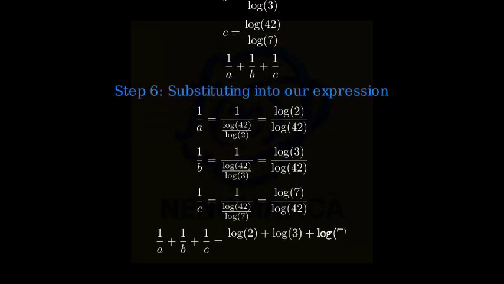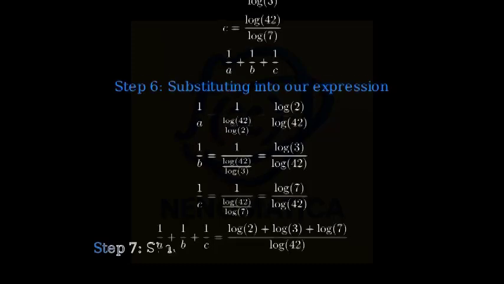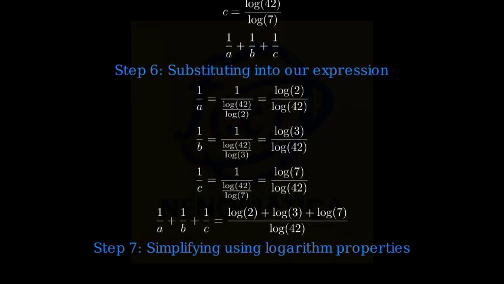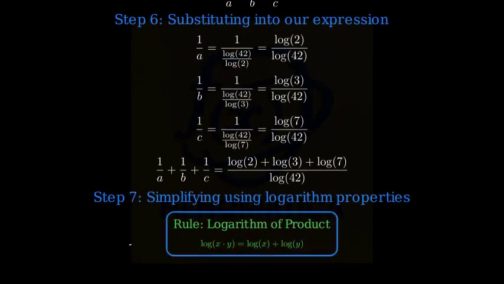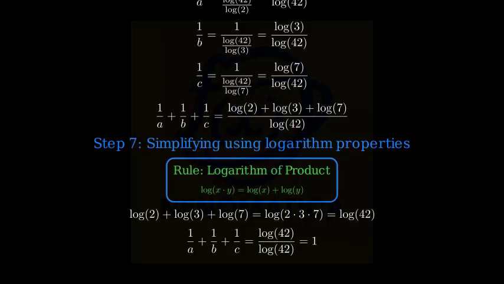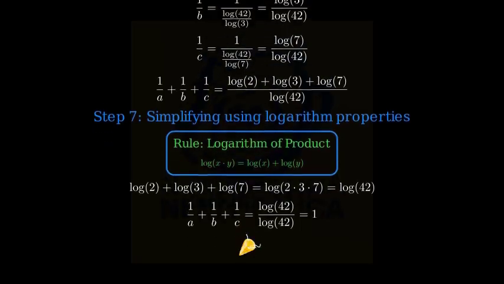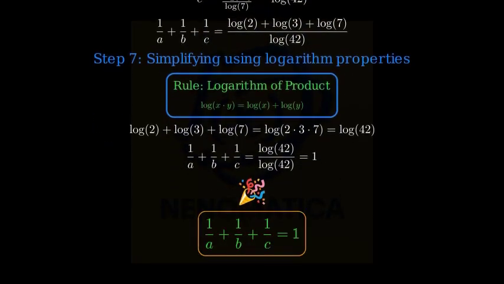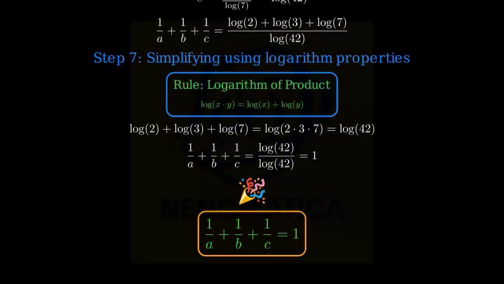Now, adding these three fractions, we get log of 2 plus log of 3 plus log of 7, all divided by log of 42. Now, we can use another logarithm property. The log of a product equals the sum of the logs. So, log of 2 plus log of 3 plus log of 7 equals log of 2 times 3 times 7, which equals log of 42. Substituting this back, we get log of 42 divided by log of 42, which equals 1. Therefore, the value of 1 over a plus 1 over b plus 1 over c equals 1.